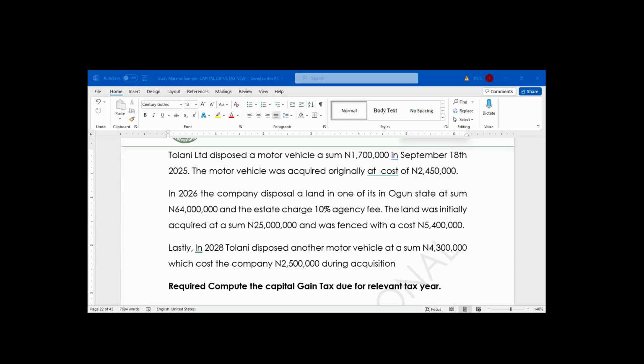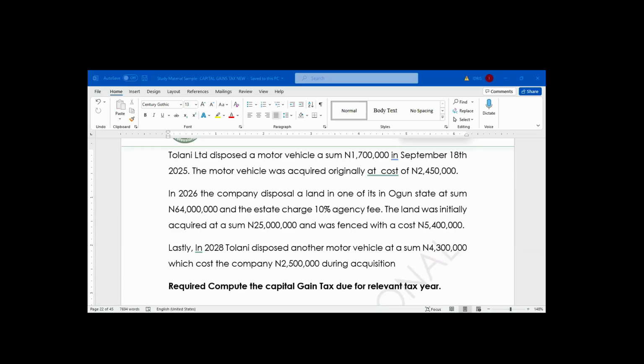If I want to solve this land, I have to create two naira signs, in two places: one year, another year. Do you understand? The sales proceed is 64 million.